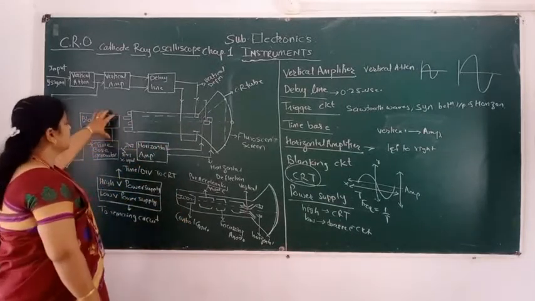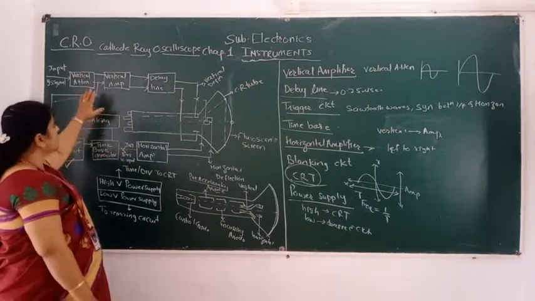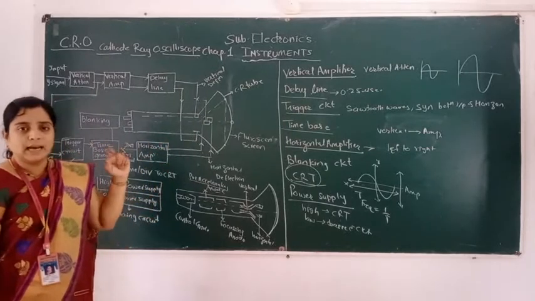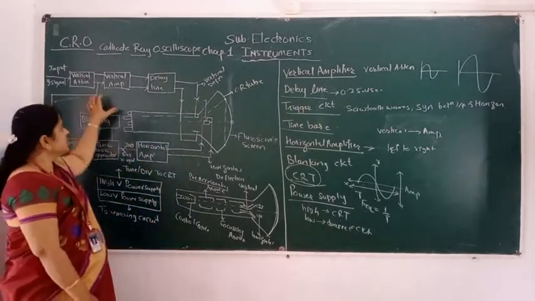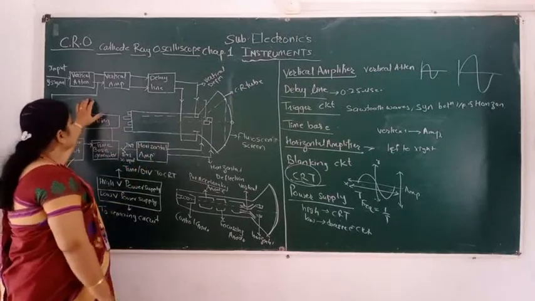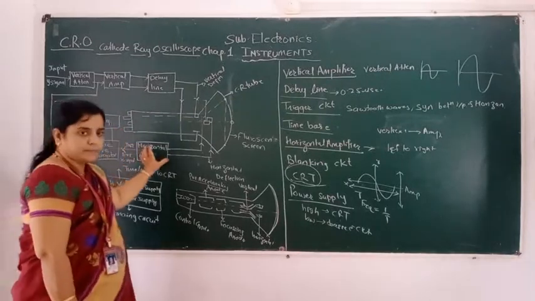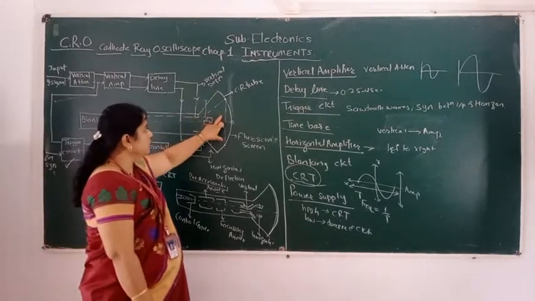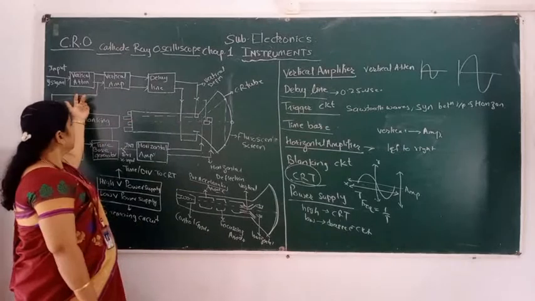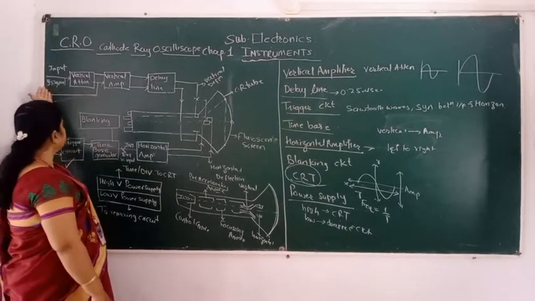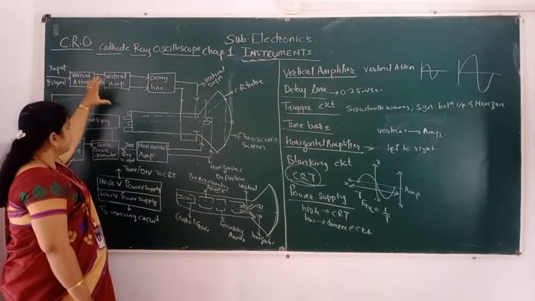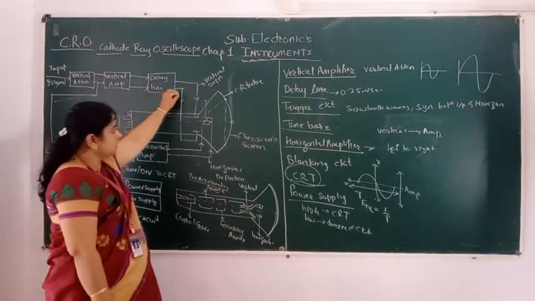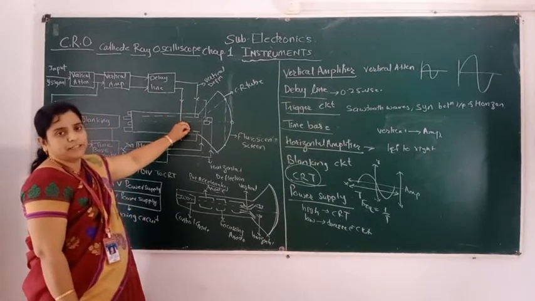So in this question, what do you have to write? It has been asked many times, more than 10 times, that explain the CRO and explain each and every block. So you can draw this diagram. The CRO diagram has the CRT, cathode ray tube. Then amplifier is there. The vertical signal input is applied, the amplifier amplifies that signal and gives it to the delay line. Delay line stores that signal and gives it to the vertical deflection plate.